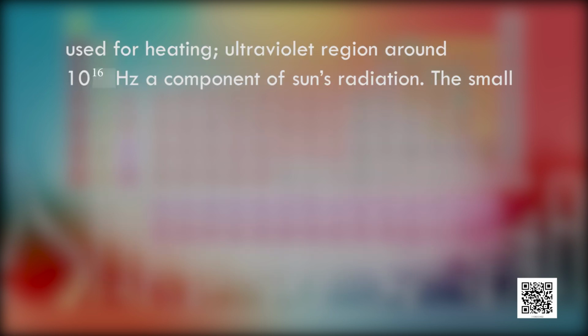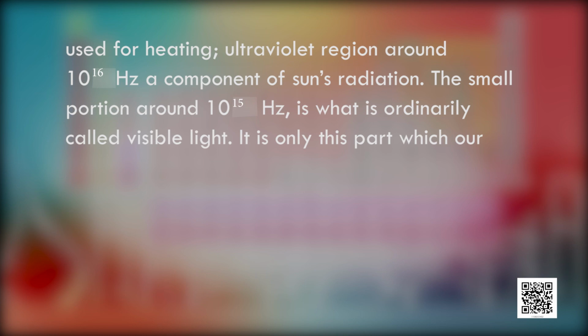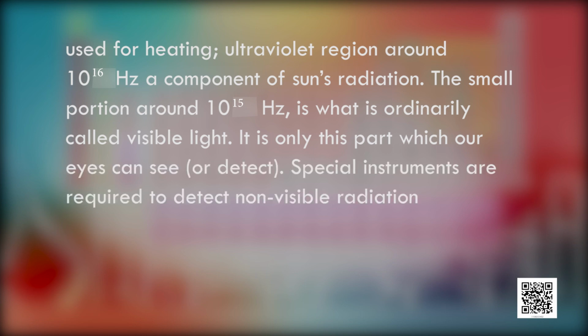The ultraviolet region is around 10 raised to the power 16 Hertz, a component of the sun's radiation. The small portion around 10 raised to the power 15 Hertz is what is ordinarily called visible light. So, the visible region is only that small part of approximately 10 raised to the power 15 Hertz. It is only this part which our eyes can see or detect. Special instruments are required to detect the non-visible radiation, that is the infrared and the ultraviolet.